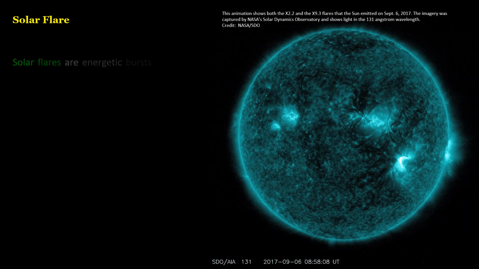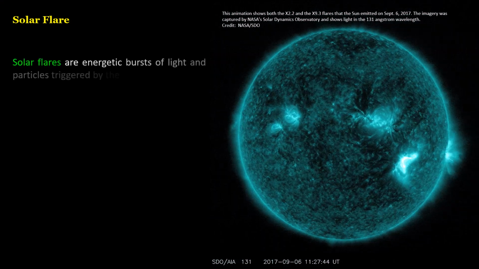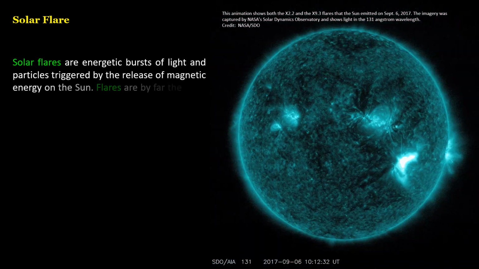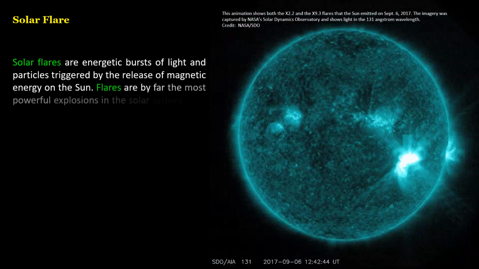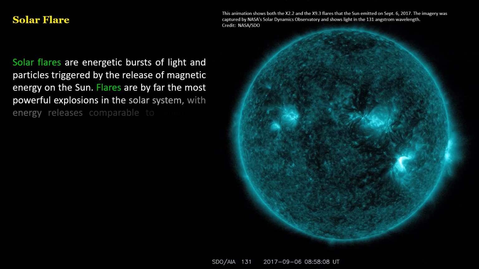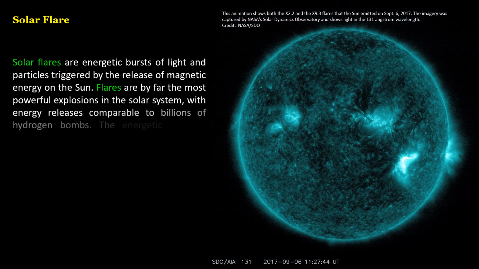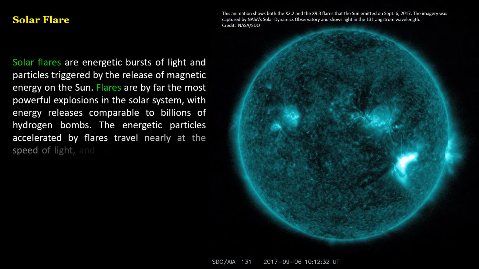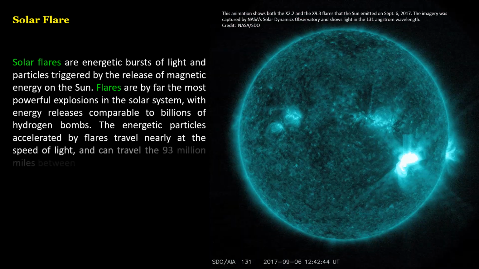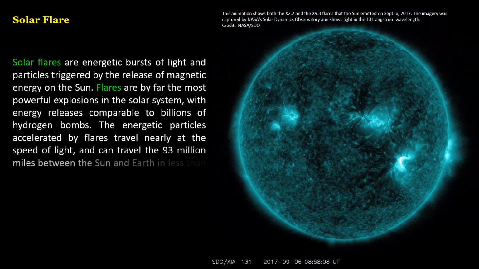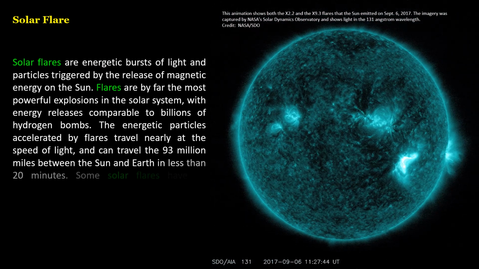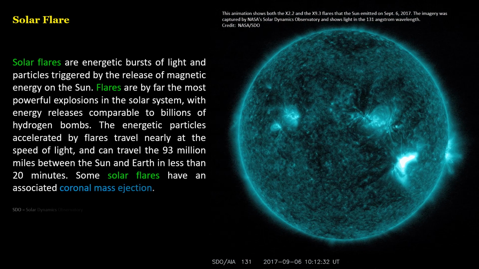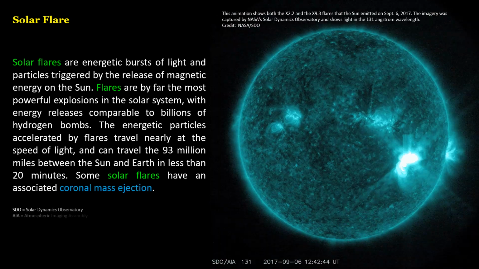Solar flares are energetic bursts of light and particles triggered by the release of magnetic energy on the Sun. Flares are by far the most powerful explosions in the solar system, with energy releases comparable to billions of hydrogen bombs. The energetic particles accelerated by flares travel nearly at the speed of light, and can travel the 93 million miles between the Sun and Earth in less than 20 minutes. Some solar flares have an associated coronal mass ejection.